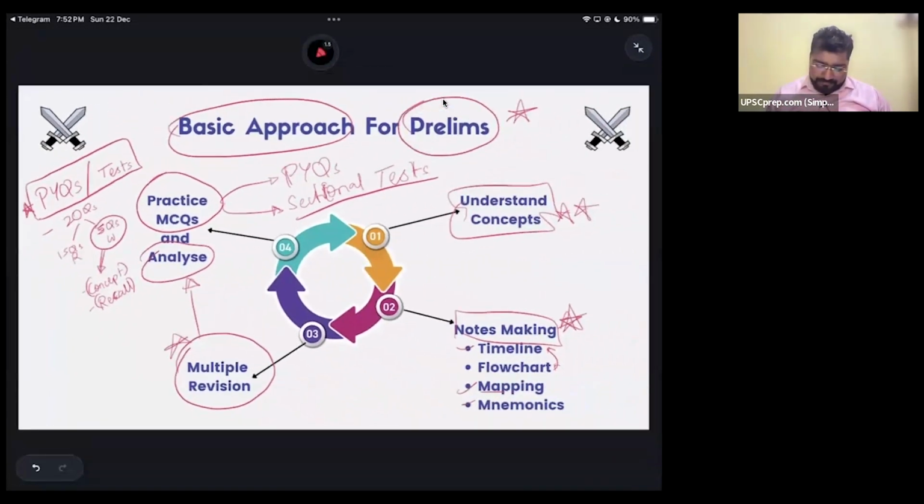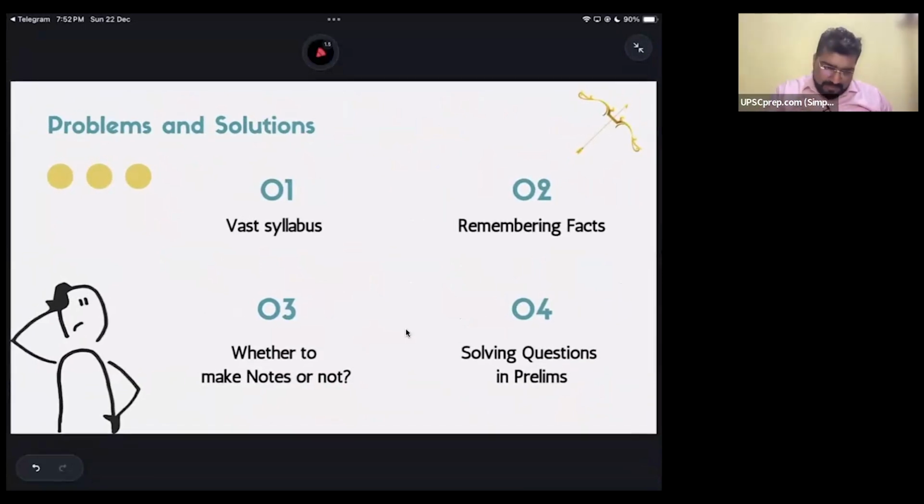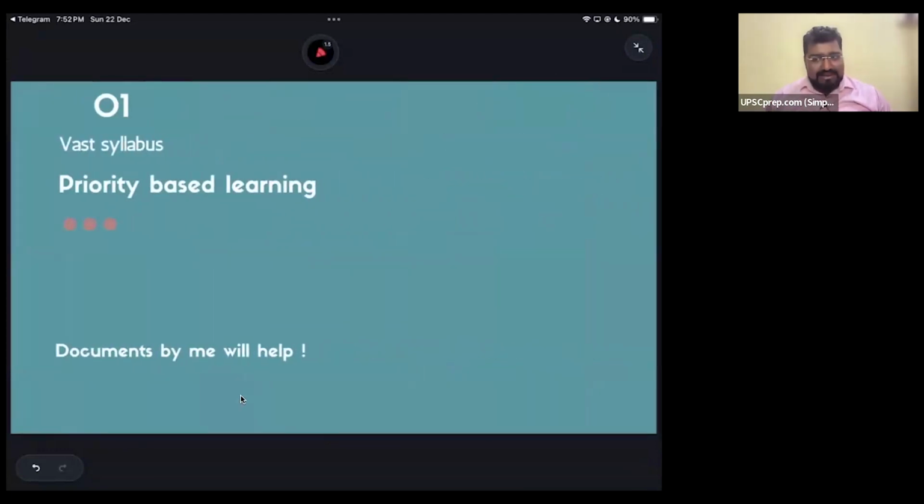Now, we'll discuss a few problems related to ancient, medieval and art and culture. In general, कुछ problems हैं जो बच्चों को ancient, medieval and art and culture में आते हैं. What are these problems? First, the vast syllabus itself. Yes, I agree, the syllabus is very vast, very big. It requires time to complete.